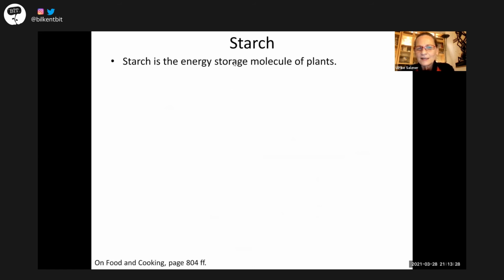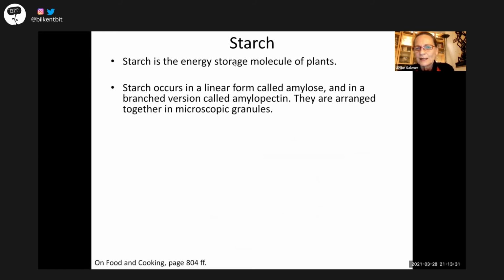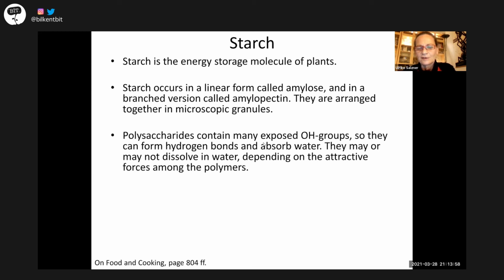Okay, so starch is the main energy storage molecule in plants, and we eat it through flour, through potatoes, through rice, and so on. And we have slightly different starch molecules. We have a linear form, which is called amylose, and we have a branched version, which is amylopectin. They are arranged in the foods in microscopic granules, and then we have the flours and all these things. Polysaccharides contain many OH groups, and they can form hydrogen bonds. They can absorb a lot of water.